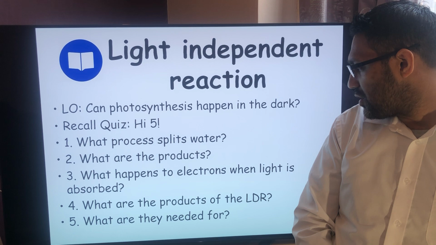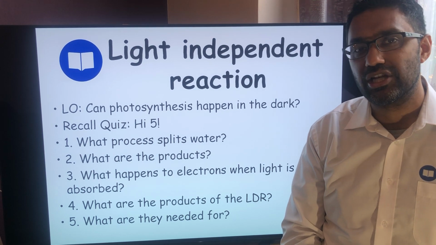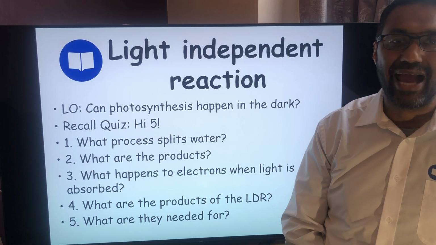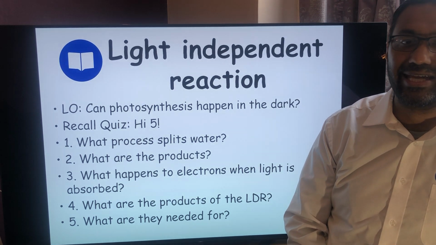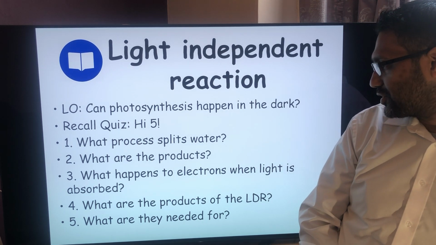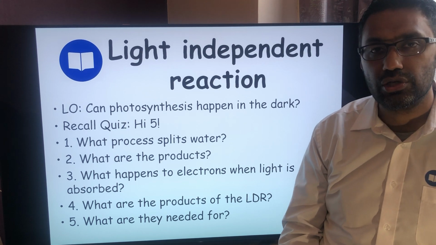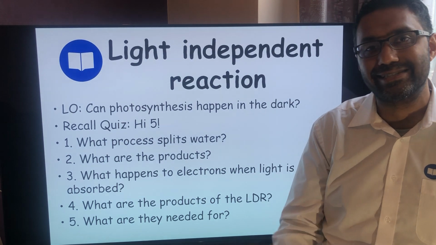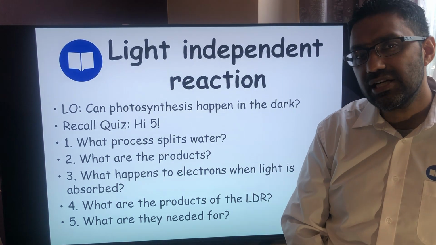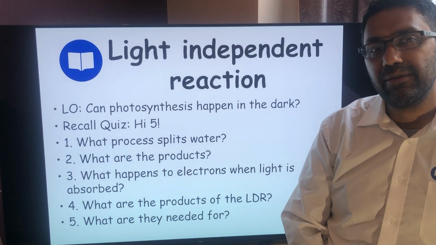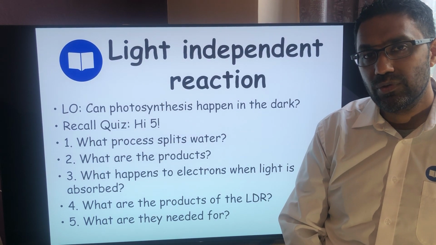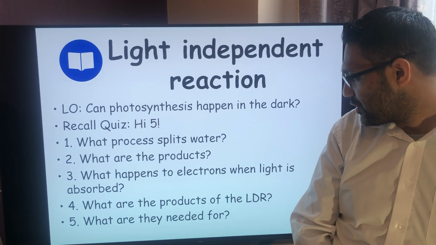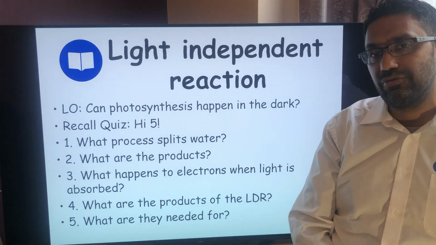What are the products of the LDR? Eventually the products you get from the light-dependent reaction are ATP and reduced NADP, also known as NADPH. You also get oxygen as the byproduct. What are they needed for? Well, oxygen is a byproduct. It's not needed directly, but it does get used for respiration, and any excess is passed into the atmosphere as a waste product. But the ATP and the reduced NADP are what's used in today's lesson. They're used for the light-independent reaction.